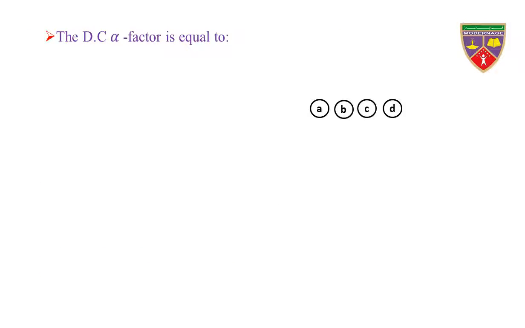The DC alpha factor is equal to option A 1, option B 2, option C 3, option D 4. The key is 1. Therefore, the correct option is A.